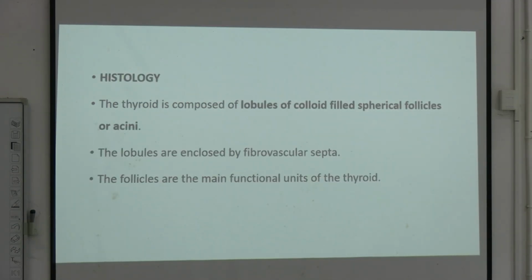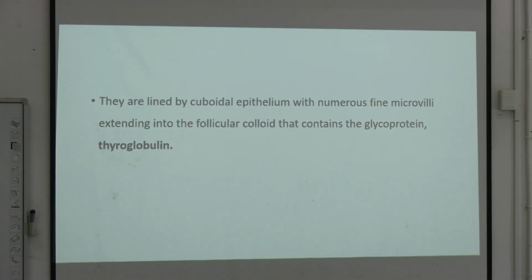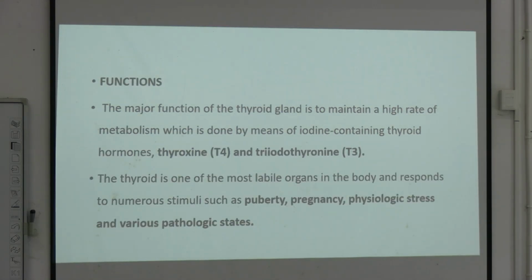Now the histology. Lobules of colloid-filled spherical follicles or acini. They are lined by cuboidal epithelium with numerous fine microvilli extending into the follicular colloid that contains the glycoprotein thyroglobulin. Major function of the thyroid gland is to maintain a high rate of metabolism, which is done by means of iodine-containing thyroid hormones, thyroxine and triiodothyronine, T3 and T4. The thyroid is one of the most labile organs in the body and responds to numerous stimuli such as puberty, pregnancy, physiologic stress, and various pathologic states.